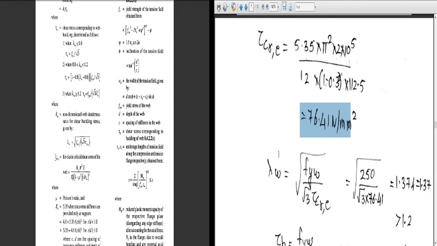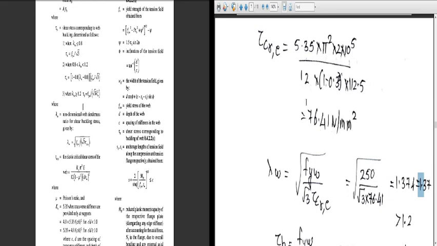So we got tau CR here. This we substitute here to get lambda W. Lambda W is given by root of fyw divided by root 3 tau CR. So it is 250 divided by root 3 into this value 76.41, which is 1.374. We will take it as 1.37. So we got lambda W as 1.37. Again, you can see it is greater than 1.2.